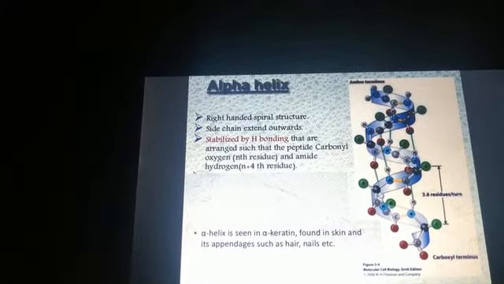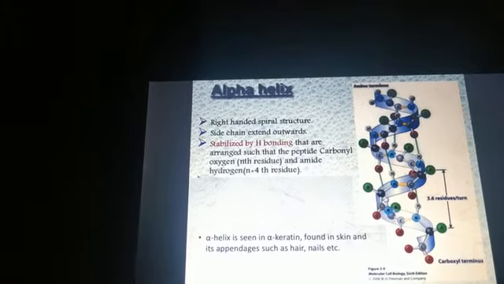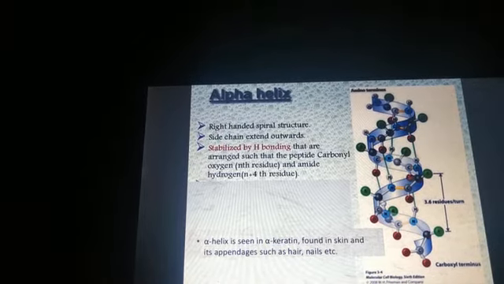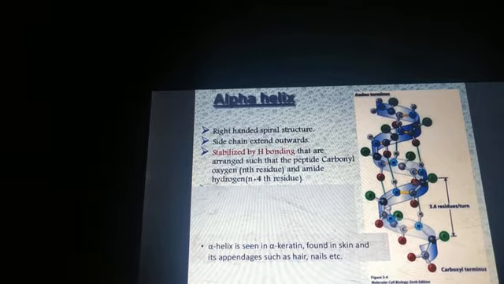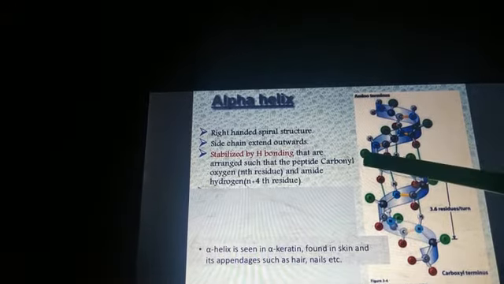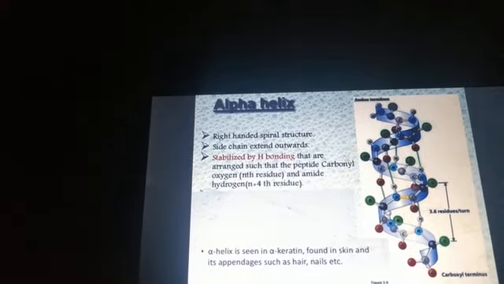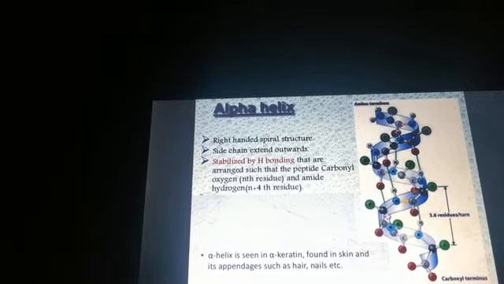The first one, alpha helix. It is a right-handed spiral structure. And in some, you can find a left-handed spiral structure also. The side chain, that is the R group, extends outward. Now this alpha helix is stabilized by hydrogen bonds that are arranged such that the polypeptide carboxyl and the amino hydrogen group.